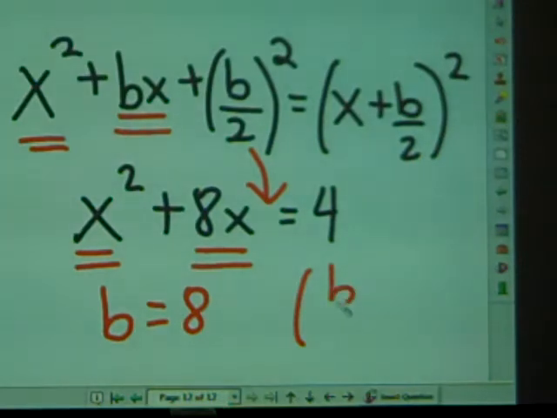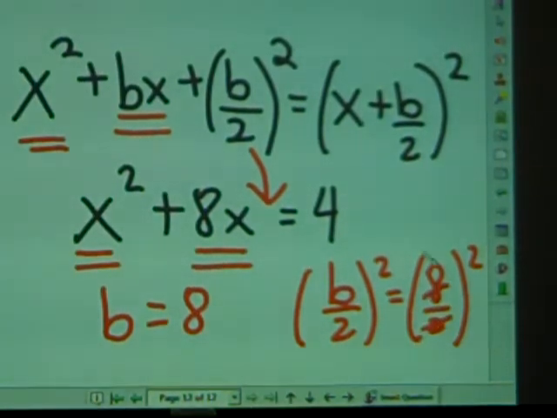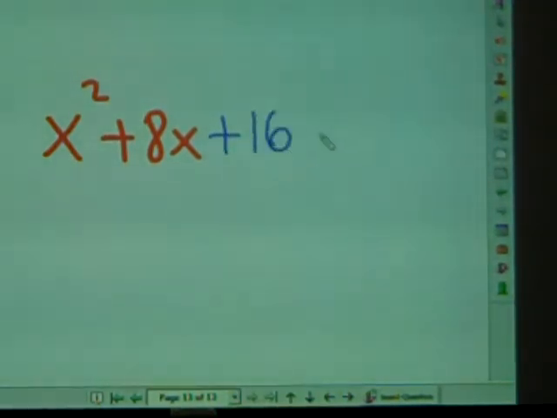Now, what is b over 2 to the second power? We have 8 over 2 squared. 8 over 2 cancels out to be 4. 4 to the second power is 16. So I have x squared plus 8x plus the 16 that I found. It was equal to 4, but I have to add the 16 to that side as well.